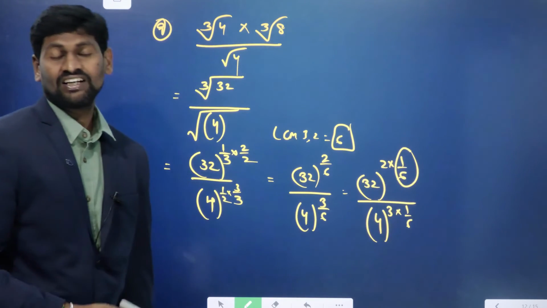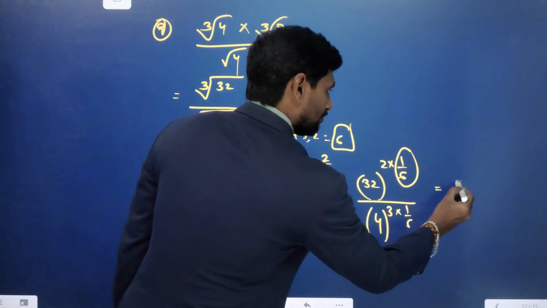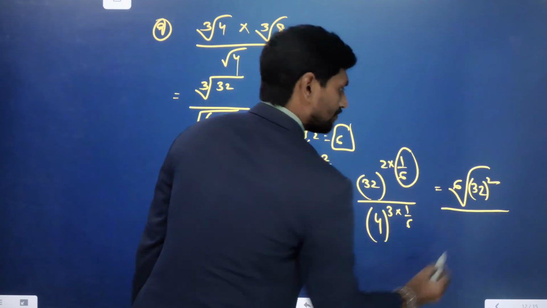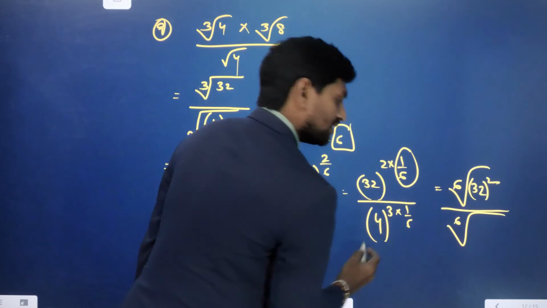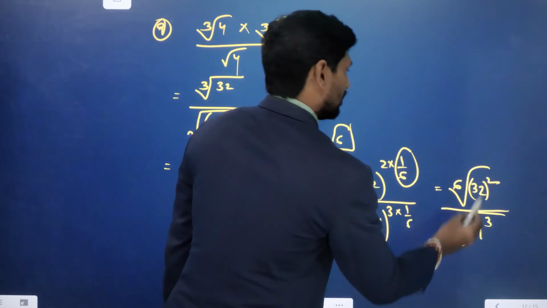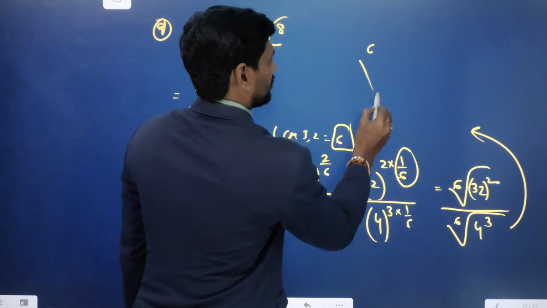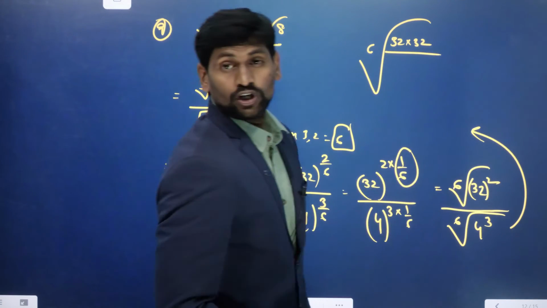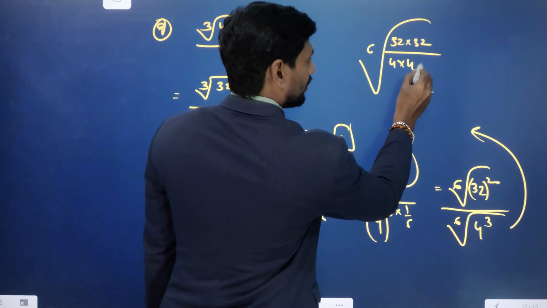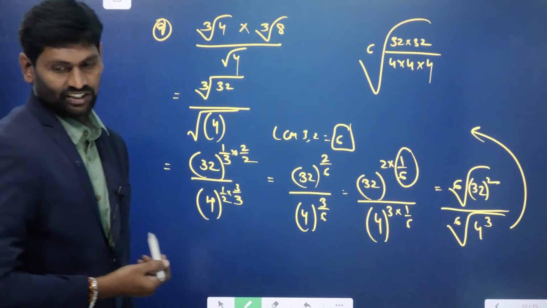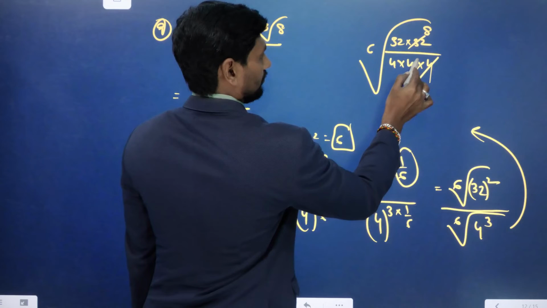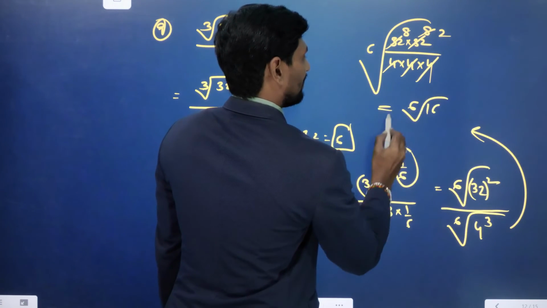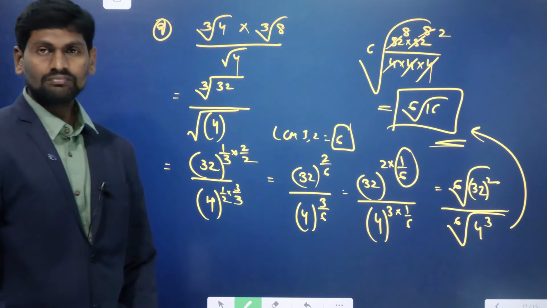This 1 by 6 I can write as the 6th root. That means the 6th root of 32 square, divided by the 6th root of 4 cube. Now we can directly write the 6th root of 32 square, that means 32 into 32, by 4 cube, whose value is 4 into 4 into 4. Now try to do the simplification here. So the 6th root of 16 is our required answer. Okay, na?